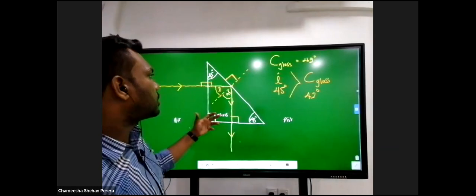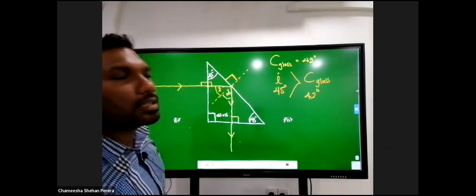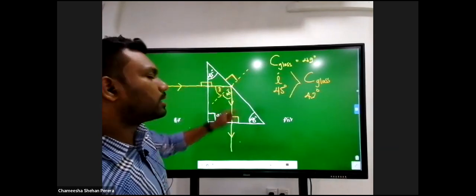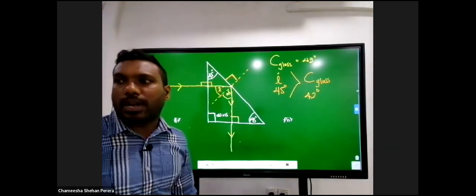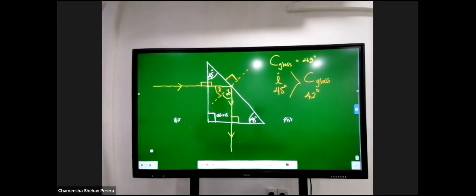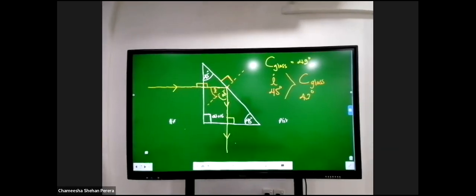Here what actually works is total internal reflection. This is the place where total internal reflection takes place. Did you understand that, Upeka? Yes, sir. Okay. Eli, was it clear to you? Emily, was it clear to you? Yes, sir. Okay, perfect.